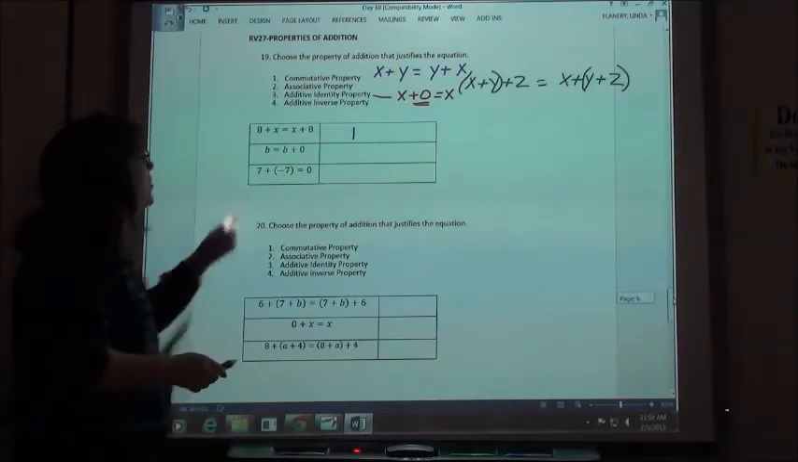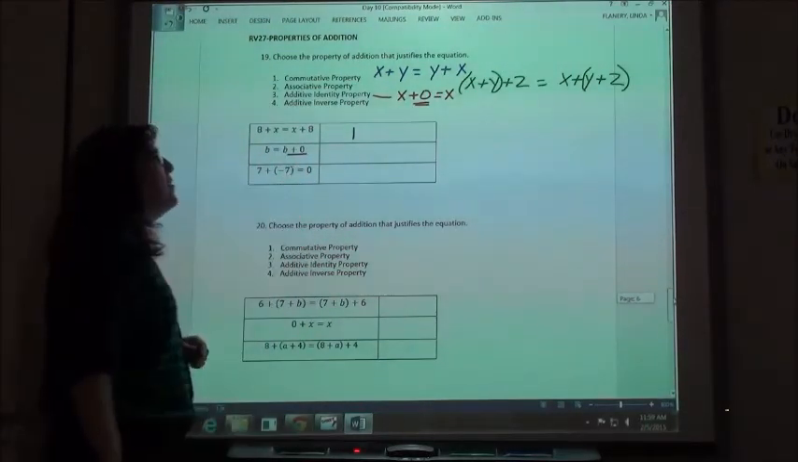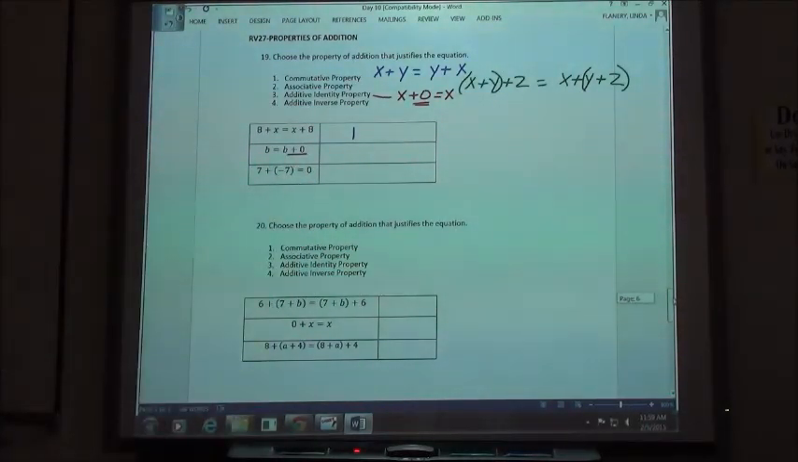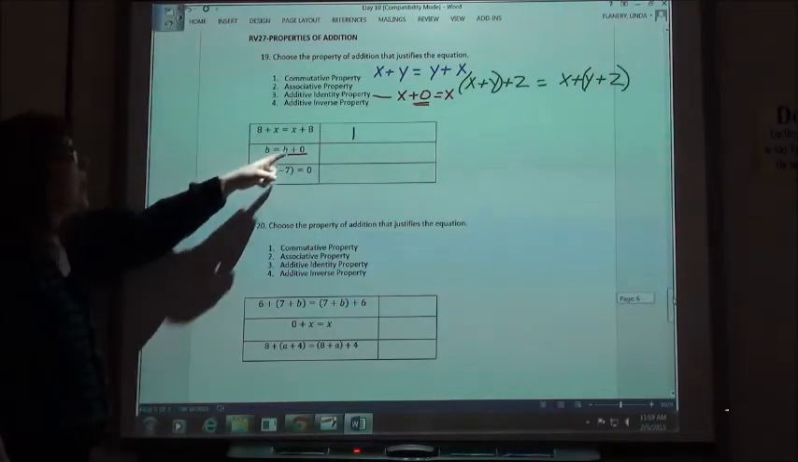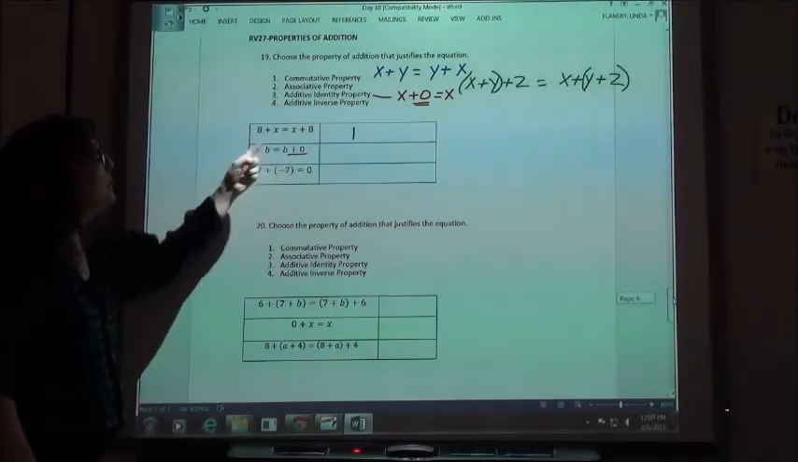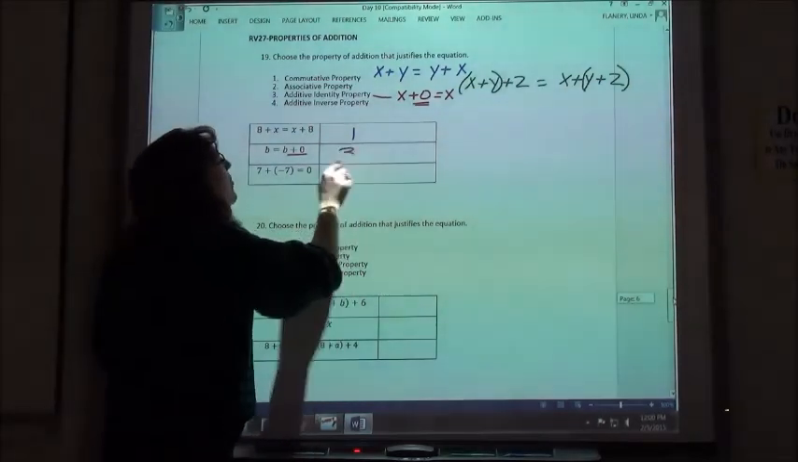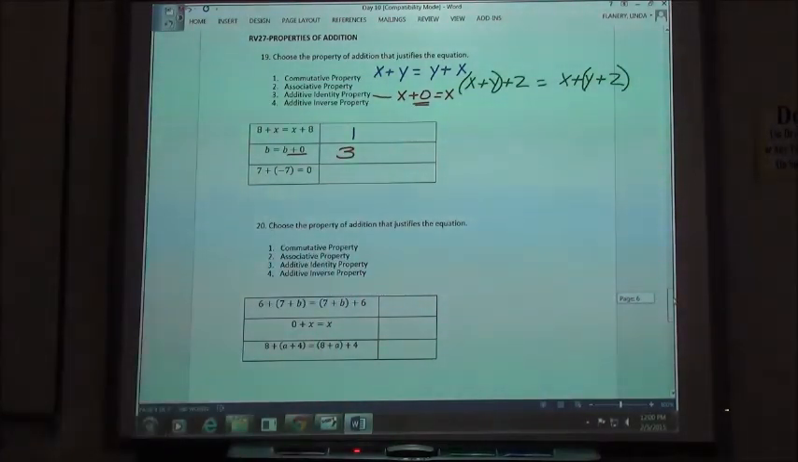Additive inverse. Oh, I better do that one first. Here, we got one. We have one with the additive identity. We didn't have a commutative. Additive identity, we added 0. B plus 0 is still B. So that's my third property, the additive identity property.